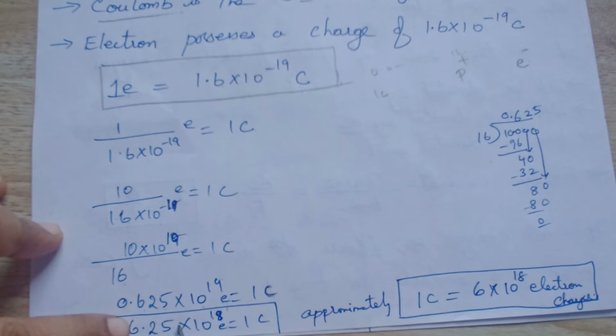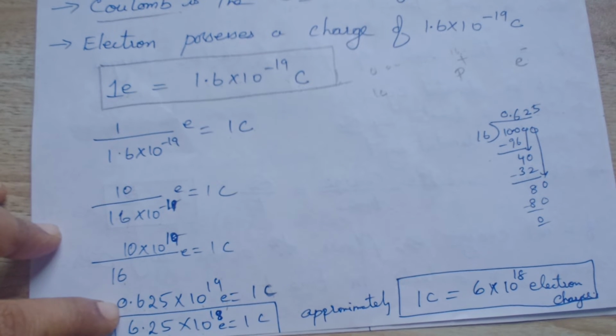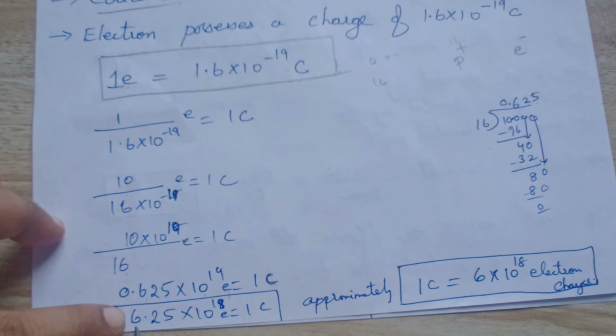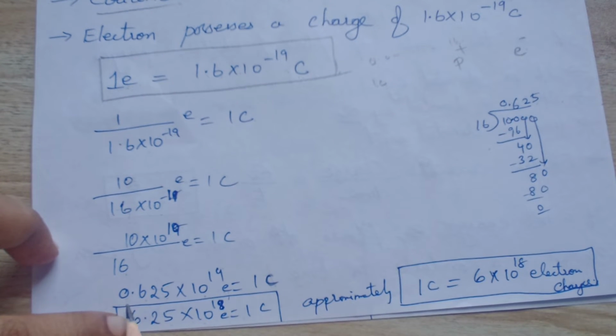So if you write it like this, 6.25 into 10 to the power of 18, that many electrons' charge is equal to 1 coulomb. Approximately we can write it, since I move this point from here to here, so it becomes 10 to the power of 18. Move this point, it becomes 10 to the power of 18.